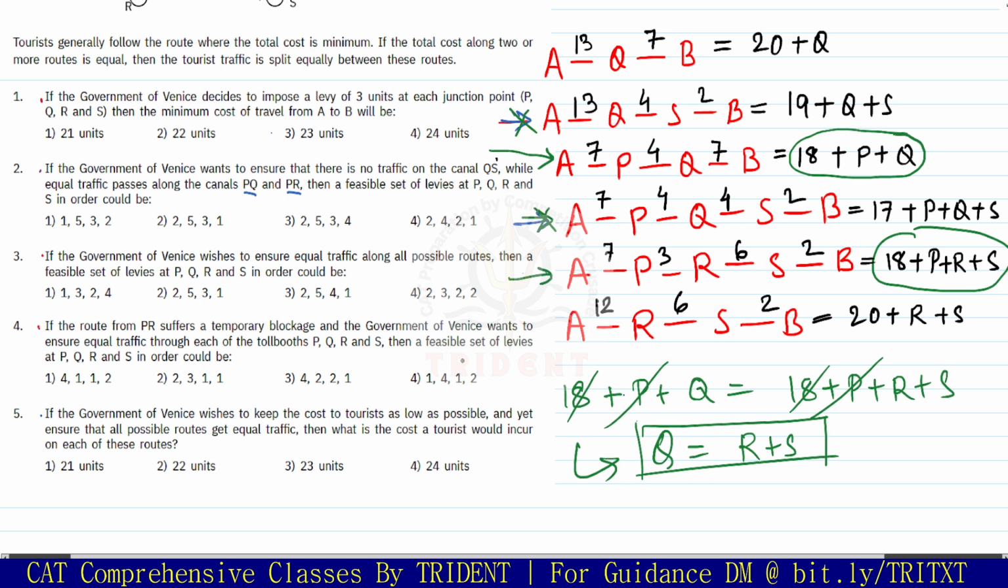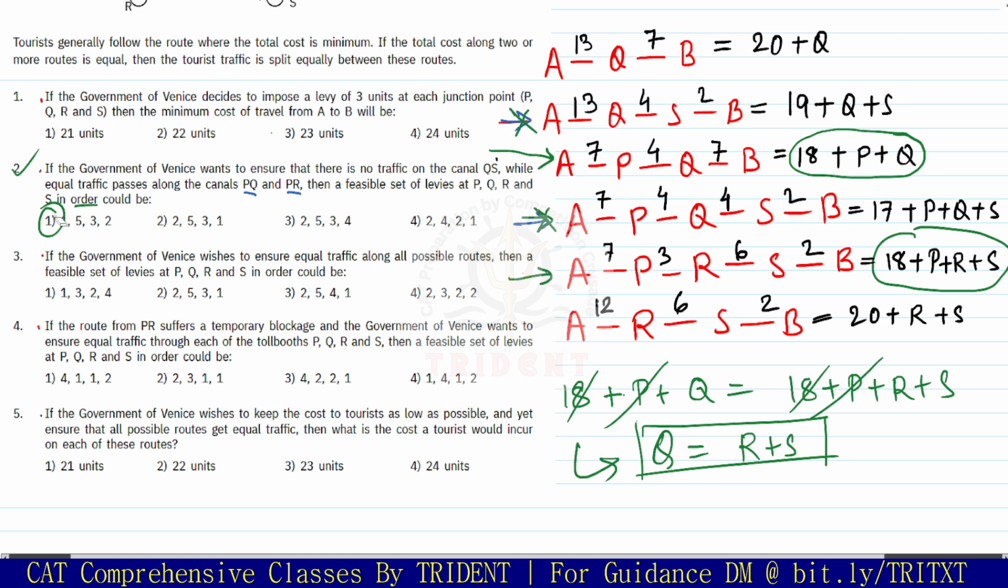Now Q, and please understand the feasible levies in that order P, Q, R, S in order could be. So that means the options are given in that order, P, Q, R and S. So what you can do at this point is check each option. So we'll check the first option.